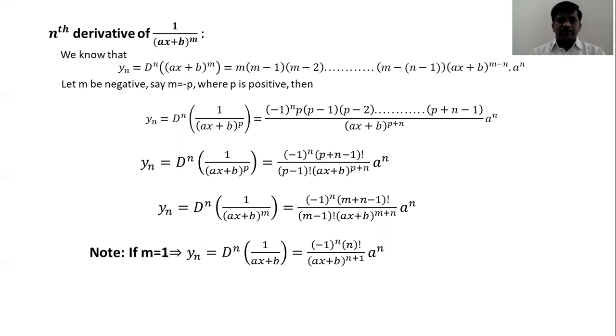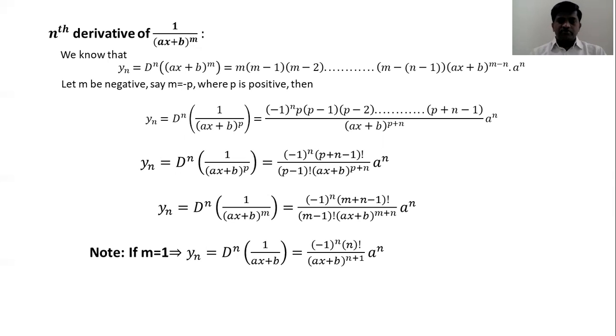And if you simplify it, it reduces to the nth derivative of 1 by ax plus b power p is minus 1 to the power of n, p plus n minus 1 factorial divided by p minus 1 factorial, ax plus b whole to the power of p plus n into a power n. And again we have to replace p by m. Finally, the nth derivative of 1 by ax plus b power m is minus 1 whole to the power of n, m plus n minus 1 factorial divided by m minus 1 factorial into ax plus b power m plus n into a power n.